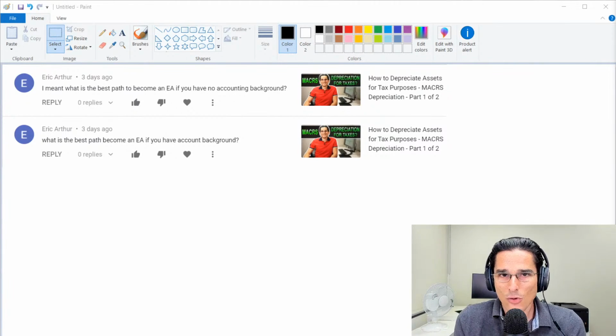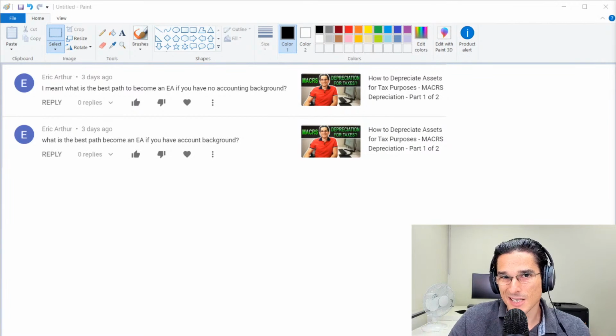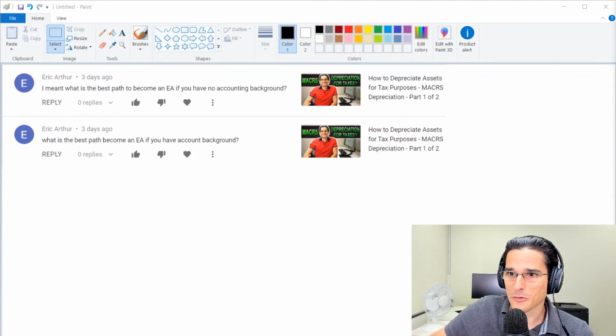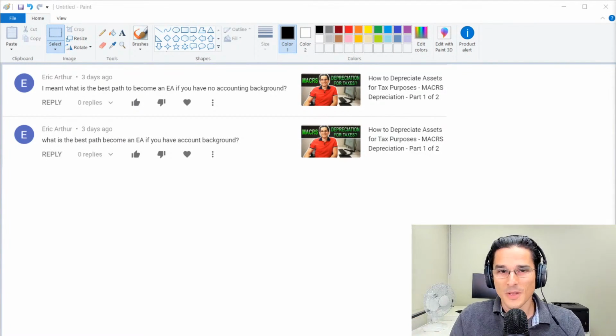So the enrolled agent credential is one that is issued by the IRS itself for professionals that essentially can represent taxpayers before the IRS, and it also allows you to file taxes on behalf of taxpayers. There's all sorts of other benefits as well. But in general, an EA is an expert in federal income taxation. That's all good. What are the downsides of the EA credential before we get onto the question?